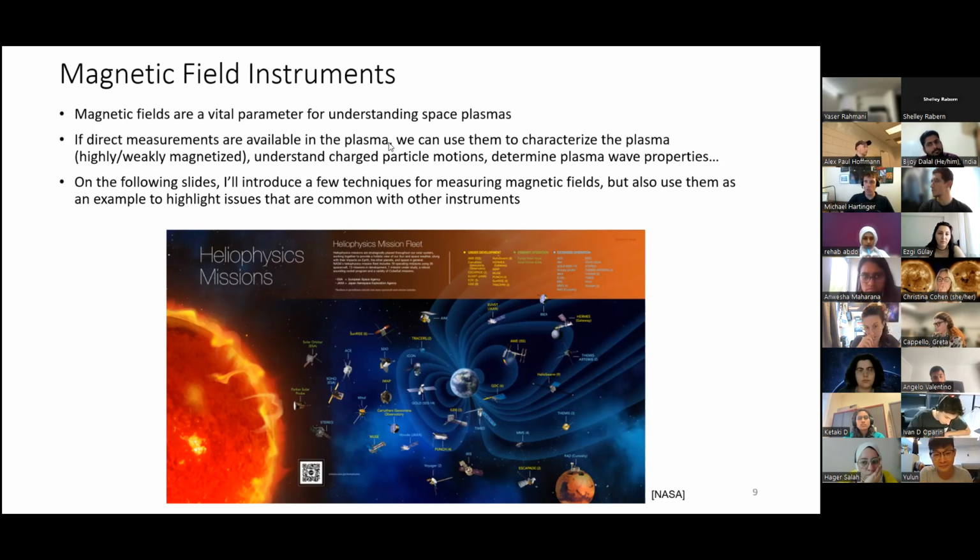You can characterize whether the plasma is strongly or weakly magnetized to get the beta parameter. If you have a particle detector, you can understand charged particle motions, determine plasma wave properties, all kinds of useful things to diagnose the plasma. So I'll introduce a few techniques to measure magnetic fields, but also use them as an example to highlight issues that are common with other instruments.